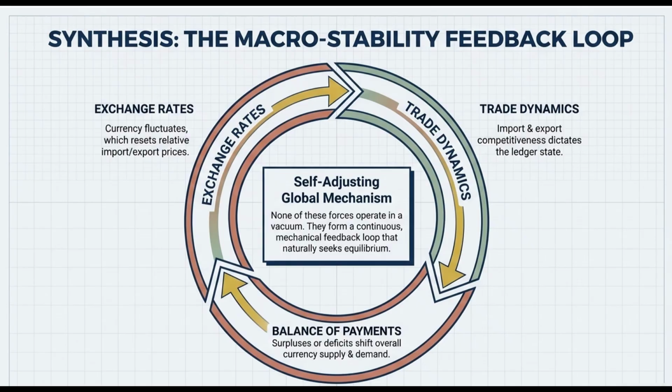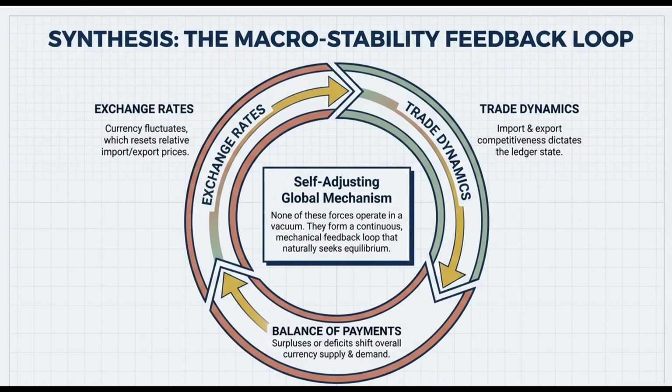And we have the macro stability feedback loop, right? We can see how exchange rate, trade dynamics, and the balance of payments are interconnected. The changes in the currency value affect the exports and imports, and trade balances then influence currency demand again. So this creates a continuous feedback loop and that helps economies move towards equilibrium over time.